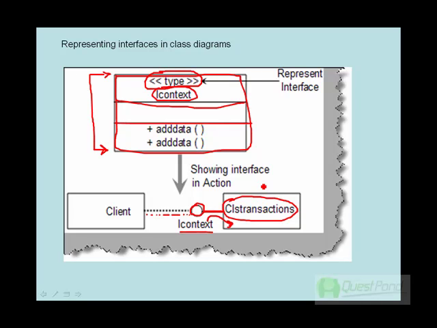So basically interfaces are represented by using the type keyword, with the less than and the greater than sign at both the left and right sides of the type keyword.